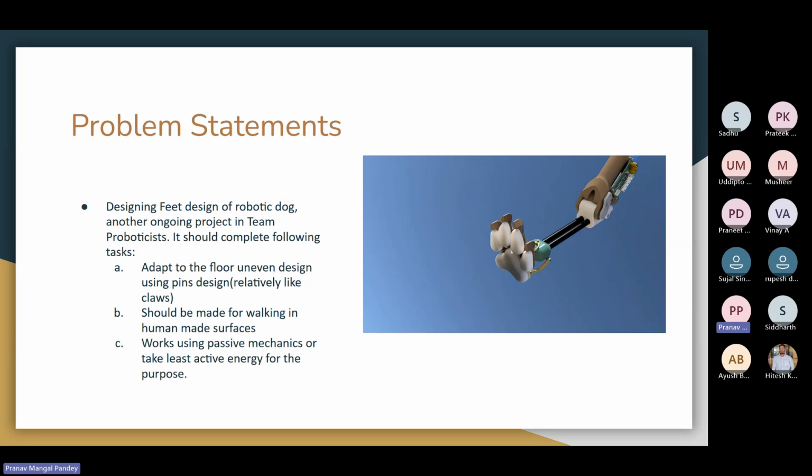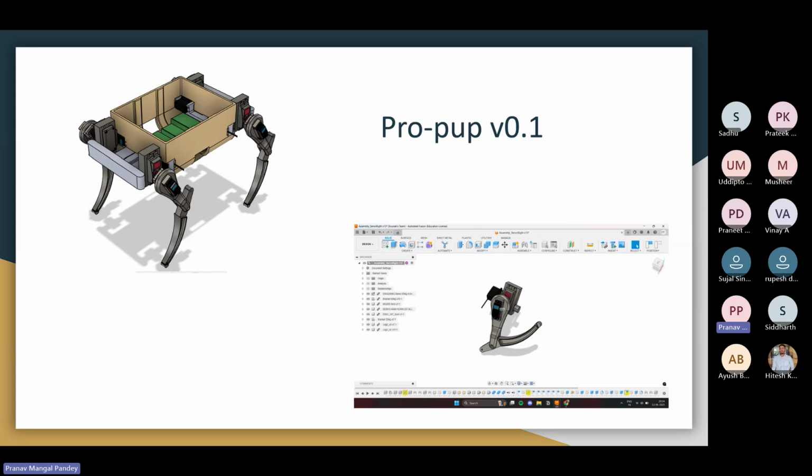These are the two problem statements. Before going ahead, just a bit of idea about what we have worked on till now. You would have already seen this in Fusion. We had worked on ProPup version 01, and this is designed right now. As you can see, the ends of the legs are not completed yet.